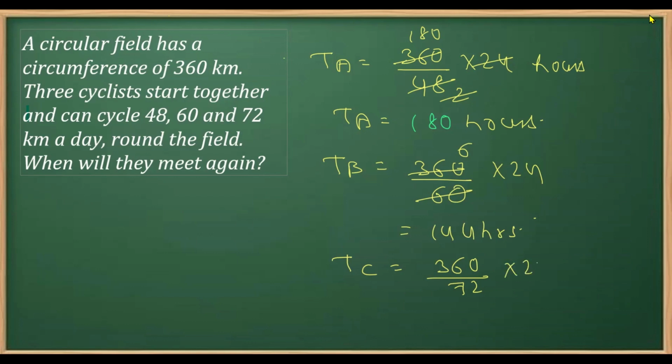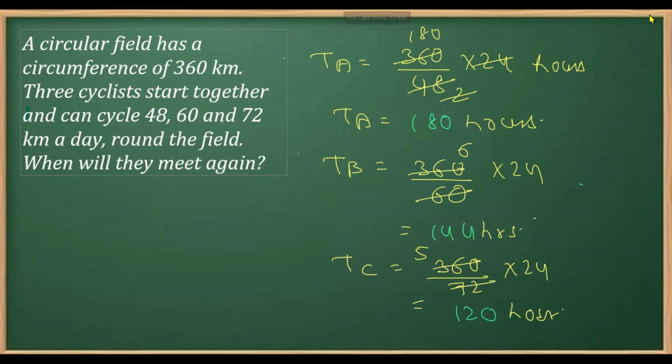So I should convert in hours. So this is 72. Clearly it is divisible by 5. So it comes out to be 120 hours. Now once we have this, what we are going to find out is the HCF of these numbers, that is 180, 144 and 120. So you will be using the prime factorization method.